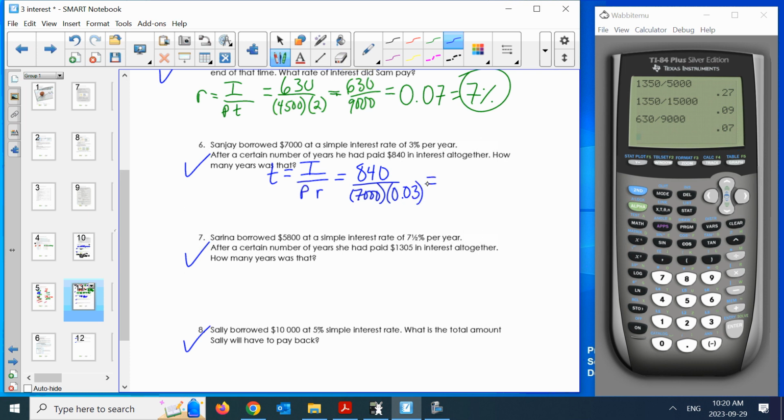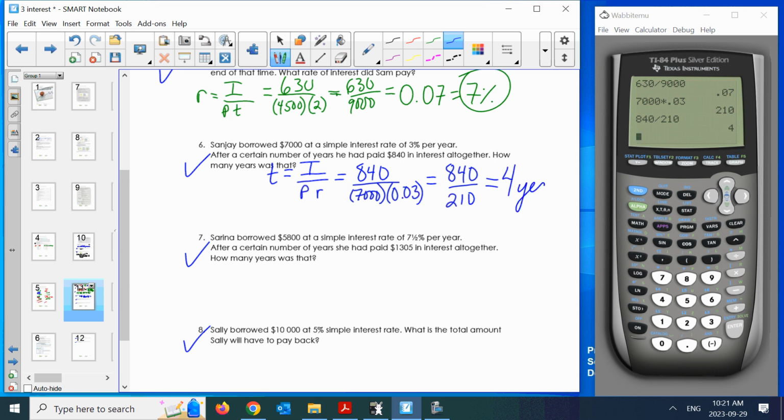I go 0.03 times 7,000. I can go like this: 840 divided by 210. 4 years.